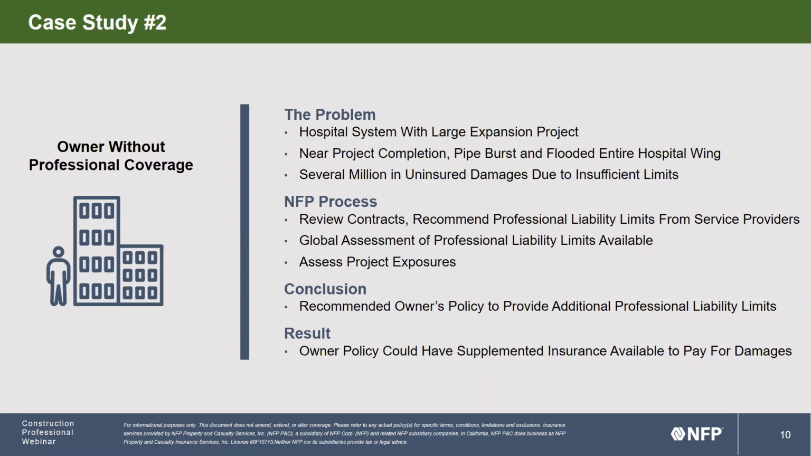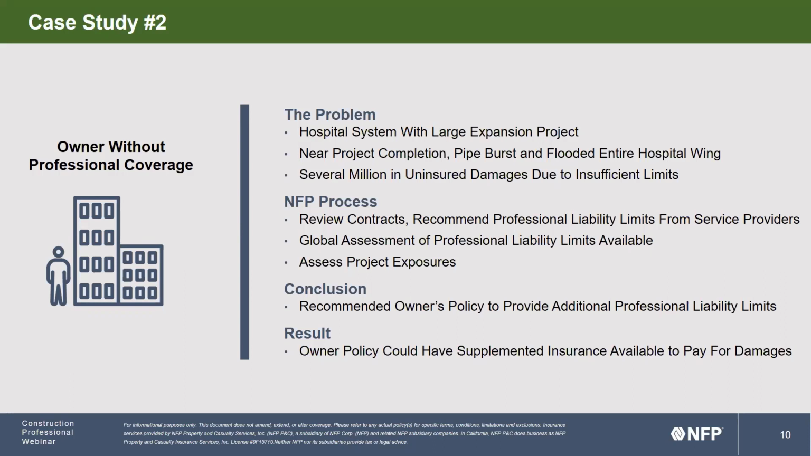The owner of the project pursued damages against their MEP firm that provided the design for the pipe and did recover some insurance, but there were several million in damages that were uninsured because their MEP contractor had insufficient professional liability limits. We were involved with this owner throughout the process. We got involved at the contracting stage, helped them review their contracts, and recommended professional liability limits to obtain from their service providers, all of what we've been talking about.